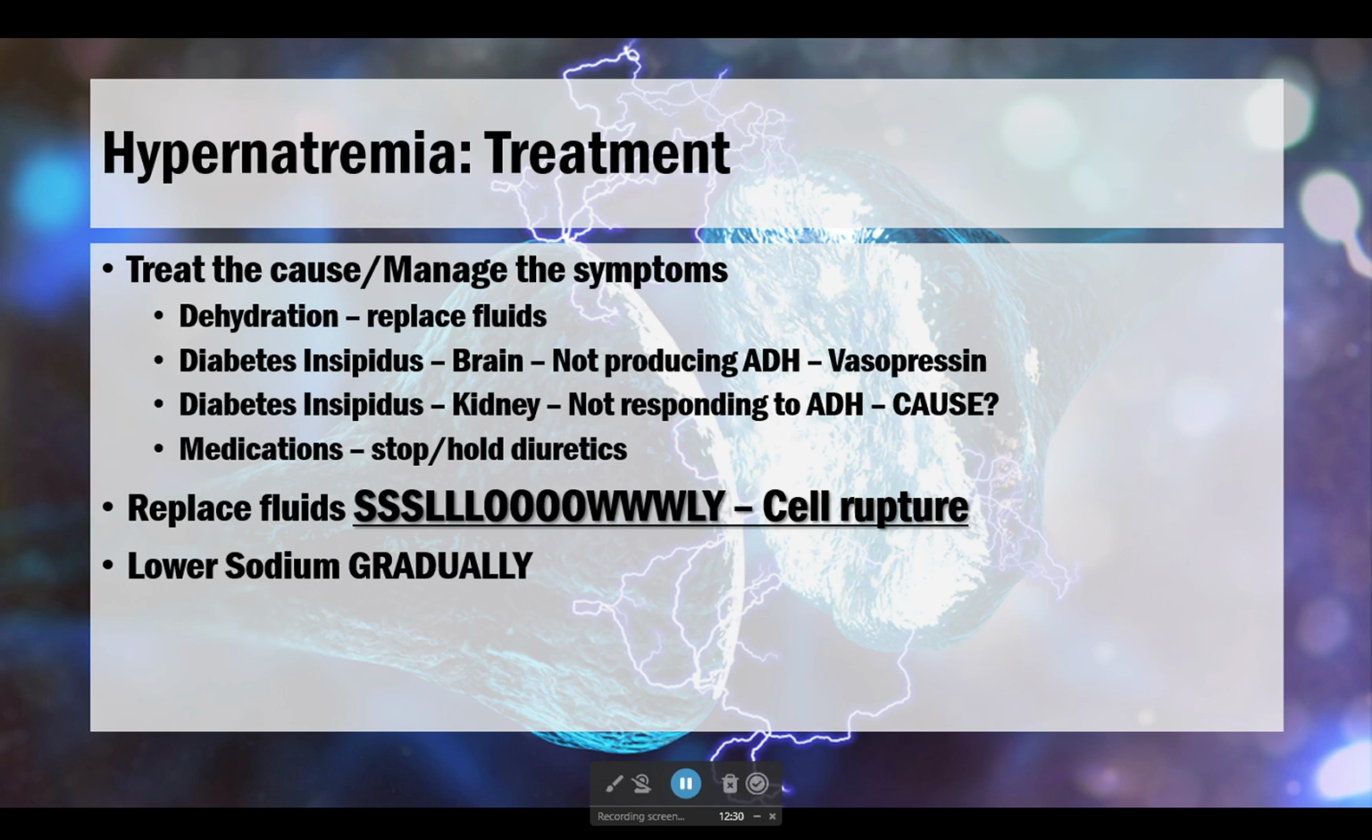So if we start replacing fluids right away, remember those brain cells are like super ultra absorbent sponges. So they're going to absorb fluid the fastest and first. They're going to rapidly take up that fluid, and now we can really cause some cerebral edema, some cell rupture and cell death in the brain, and we can really produce brain damage, ultimately brain death if we're not careful. So we have to be very, very careful to replace the fluid slowly and lower the sodium gradually. We don't want to do this too quickly, very critical.